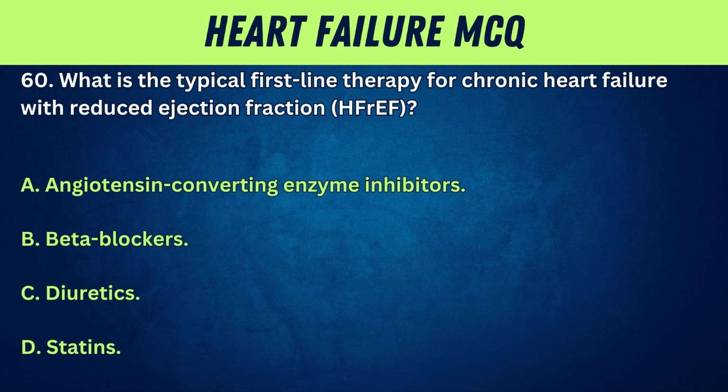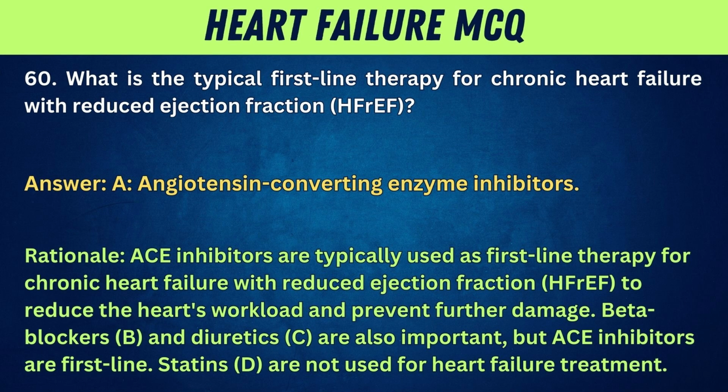60. What is the typical first-line therapy for chronic heart failure with reduced ejection fraction, HFrEF? A, angiotensin-converting enzyme inhibitors. B, beta blockers. C, diuretics. D, statins. Answer: A, angiotensin-converting enzyme inhibitors. Rationale: ACE inhibitors are typically used as first-line therapy for chronic heart failure with reduced ejection fraction, HFrEF, to reduce the heart's workload and prevent further damage. Beta blockers, B, and diuretics, C, are also important, but ACE inhibitors are first-line. Statins, D, are not used for heart failure treatment.